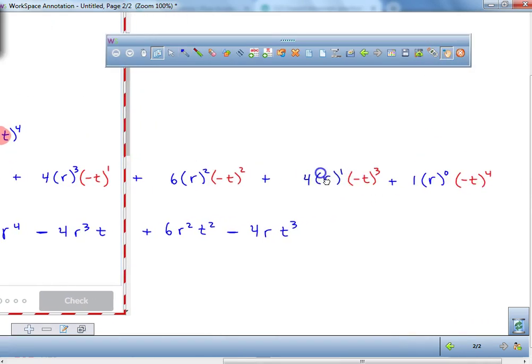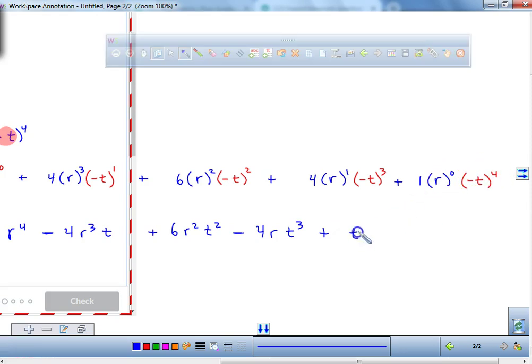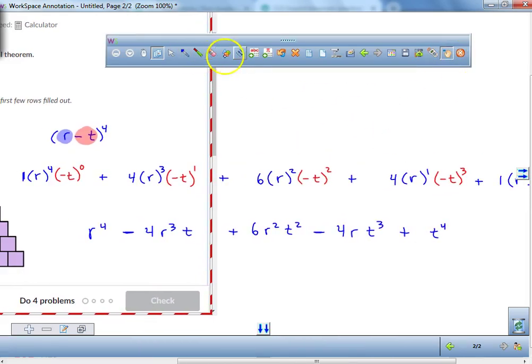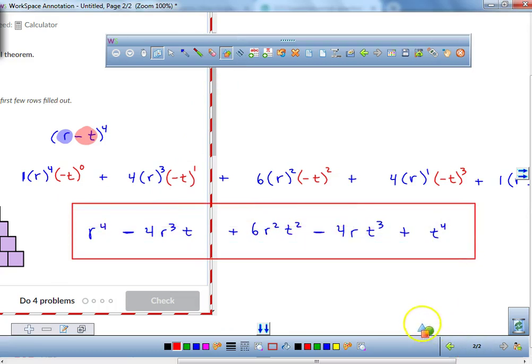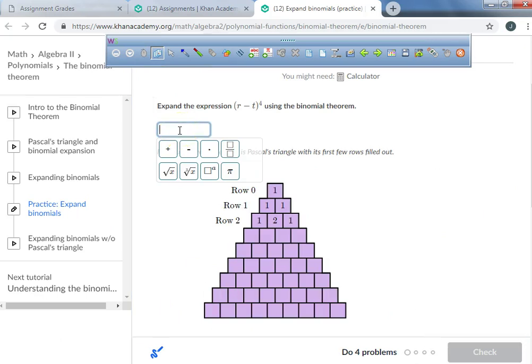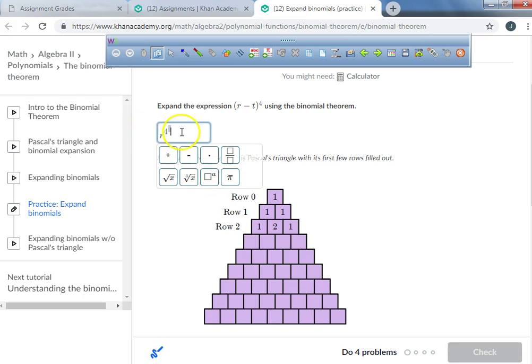And what's the last thing I'm going to do right here? I'm going to do a plus because there's an even number of negatives. And that becomes a 1, so I'm just left with t to the power of 4. And that's what I'm actually going to type in carefully, all together. That's going to be my final answer. All right, here we go. I'm going to type in an r to the power of 4. Right arrow.